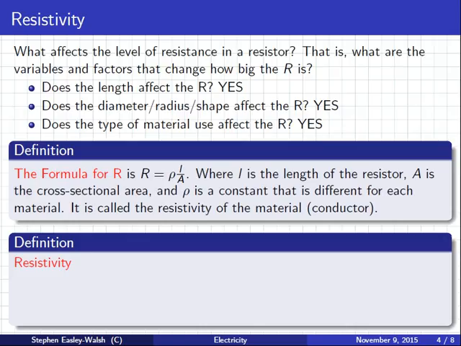Is the P in Greek? This rho, it's like a P. Oh no, maybe it's more like an R. I don't know. Resistance is inversely proportional to area. The more area, the less resistance. More area, less resistance.